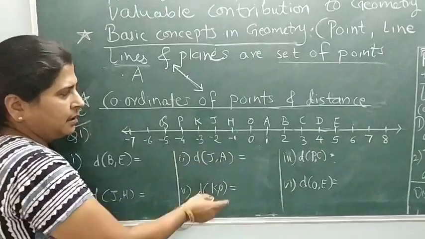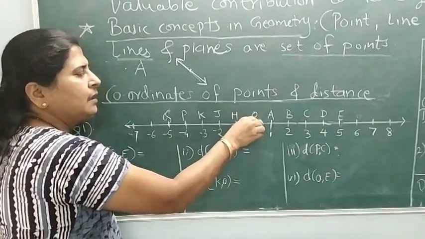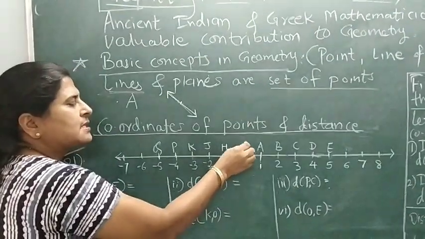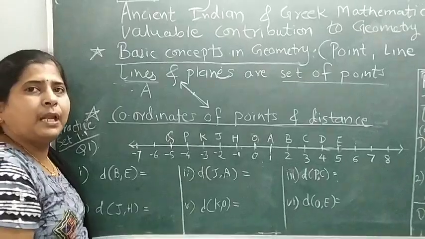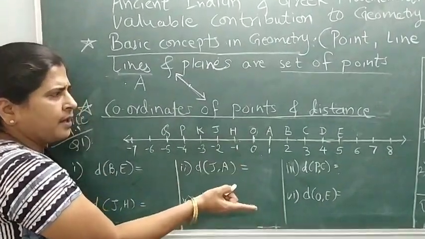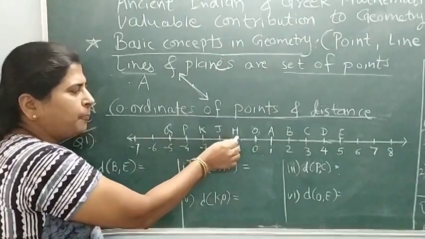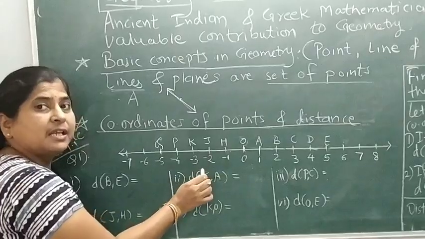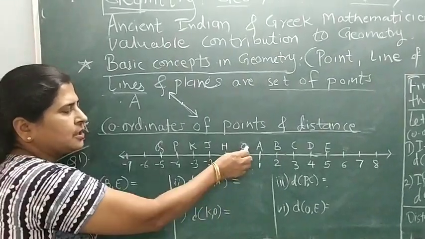We know that the point from where we start marking is called the origin, and here the origin is shown by the capital letter O, and its coordinate is 0. What do we mean by coordinate? Coordinate is nothing but the number assigned to the point on the number line. Means, for example, what is the coordinate of the origin?